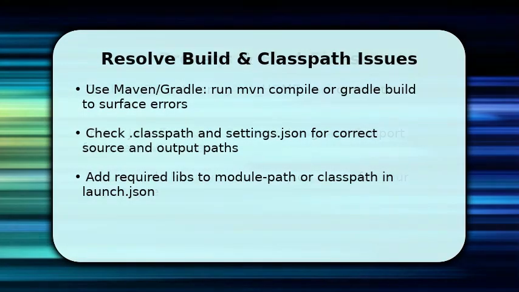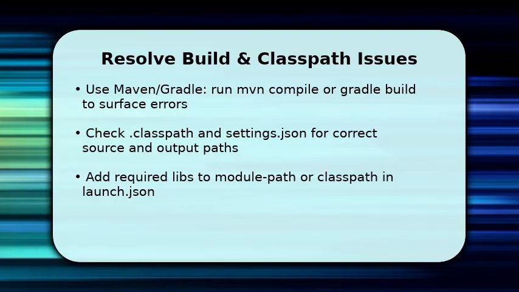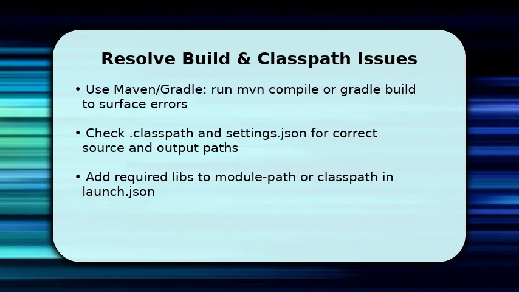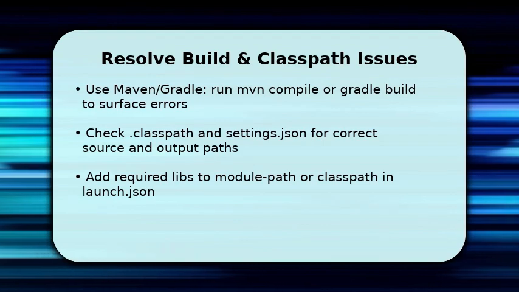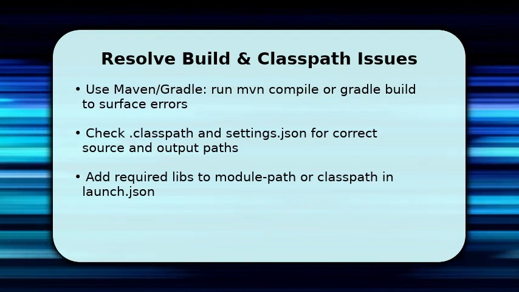Now focus on build and classpath. Run a Maven or Gradle build to catch compilation errors before VS Code runs the app. Once compiled, inspect .classpath or VS Code settings.json to confirm source and output folders match your workspace layout. If libraries are external, add them to the module path or classpath in launch.json. Also, refresh the Java project view and restart the language server so changes are picked up. Doing this prevents runtime ClassNotFoundException and wrong main class mistakes.